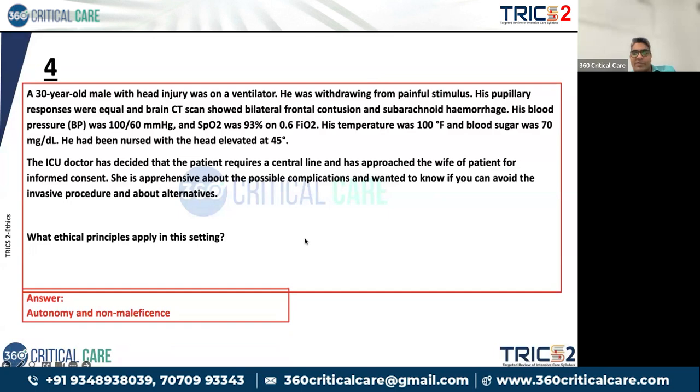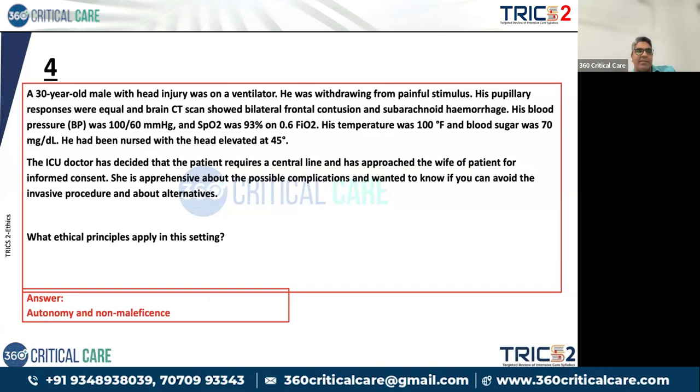So first of all, autonomy, because you have given the choice to the patient or patient's wife. You definitely tell that the patient needs a central line, but again, we're approaching for a consent. That means they have the power to give you their agreement or non-agreement. That way you are preserving the autonomy of the patient or the relative. And it's non-maleficence because you are not thinking of any harm to this patient. This is an important procedure that needs to be done. You have a clear disclosure of the procedure, and this is necessary. That's why you are approaching. So these are the two major ethical principles that are applied in this case.